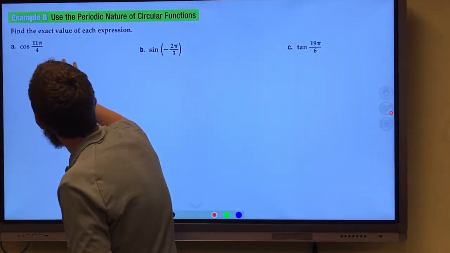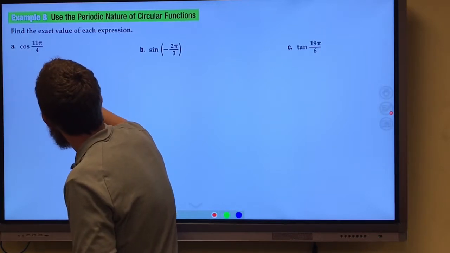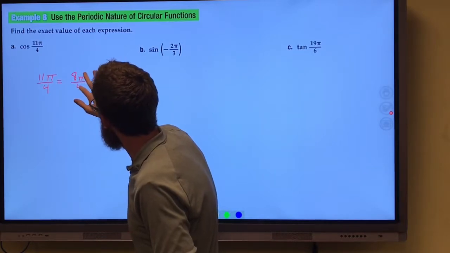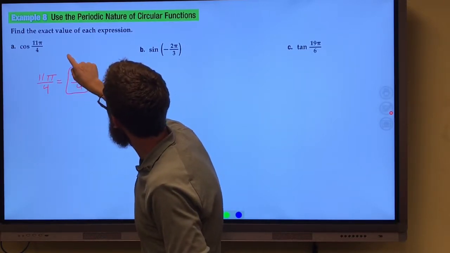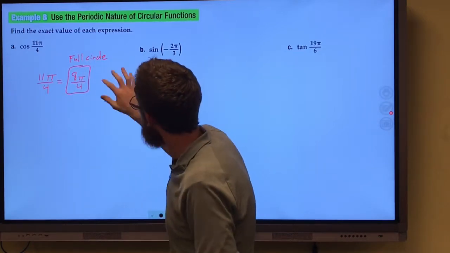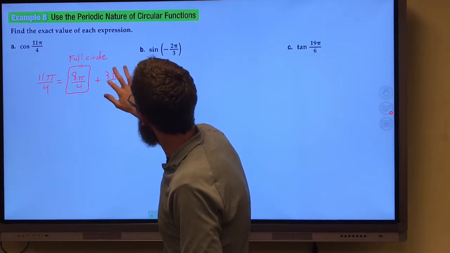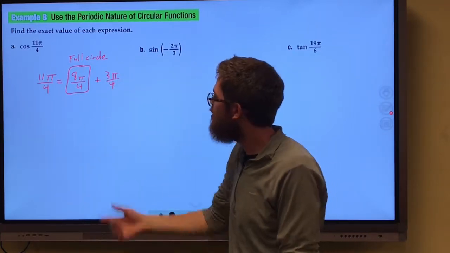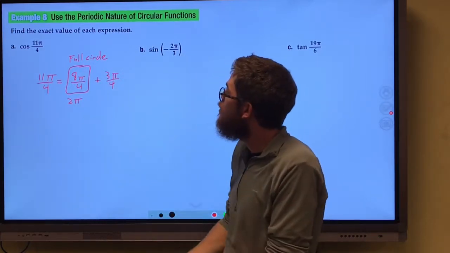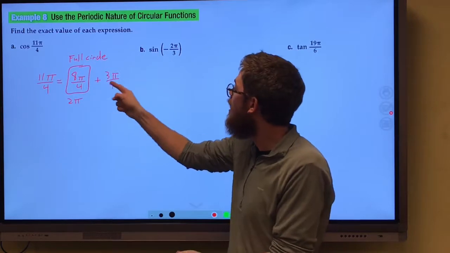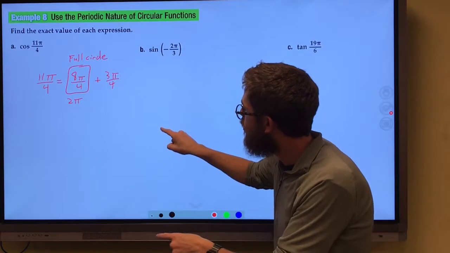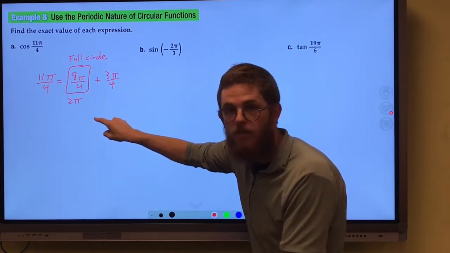And so if I look at 11 pi over 4, well, I can see that it is 8 pi over 4, aka a full circle, plus 3 pi over 4. Do we see how 8 pi over 4 is the same thing as 2 pi? I can see that it would be a full circle, 2 pi, and then the extras, which is 3 pi over 4. So if you're imagining this in your head, it's all the way around, and then 3 pi over 4.